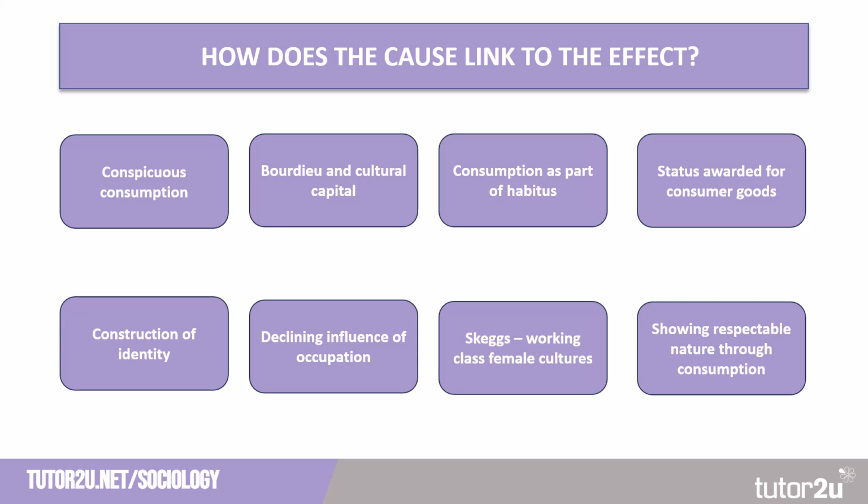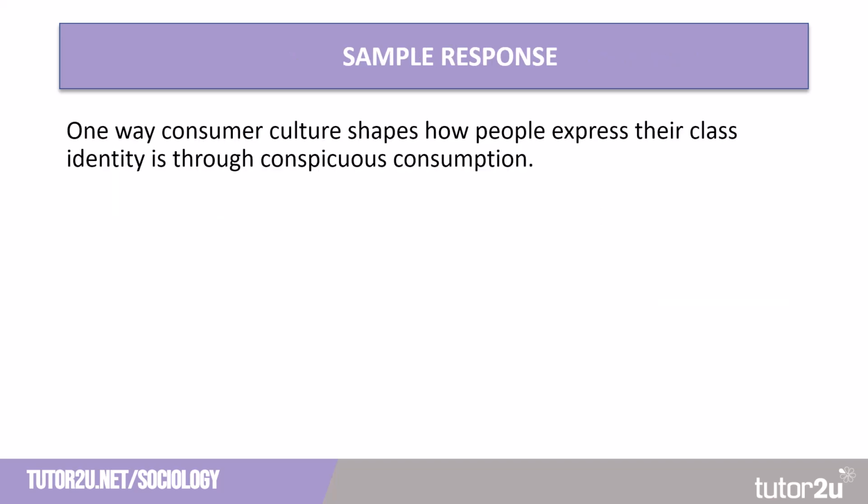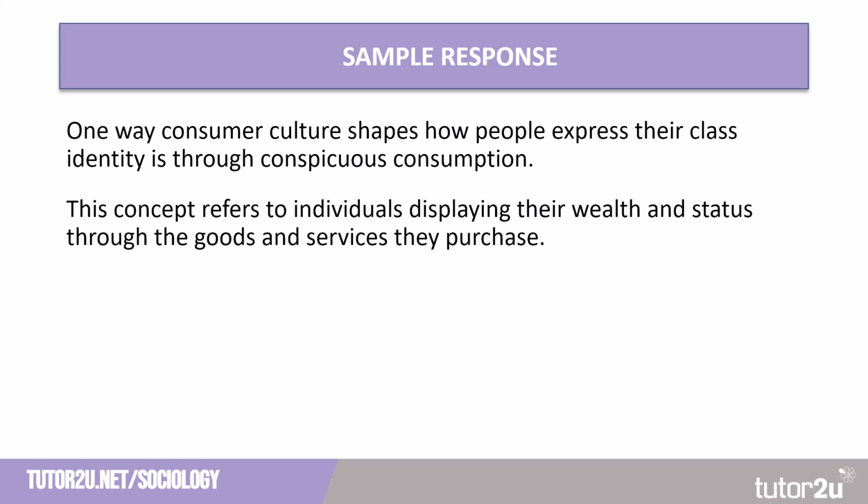Let's look at how we do this in practice. Our student here has identified a way in which consumer culture shapes how people express their class identity as being through conspicuous consumption. The next stage would be to explain what is meant by conspicuous consumption. This concept refers to individuals displaying their wealth and status through the goods and services that they purchase. So individuals are using consumption to show their status, and we can link these in with the ideas of Bourdieu.